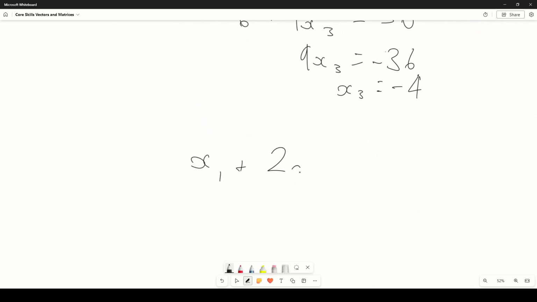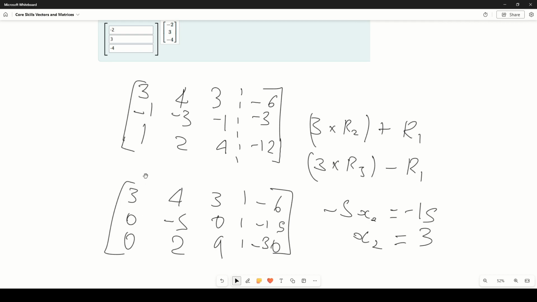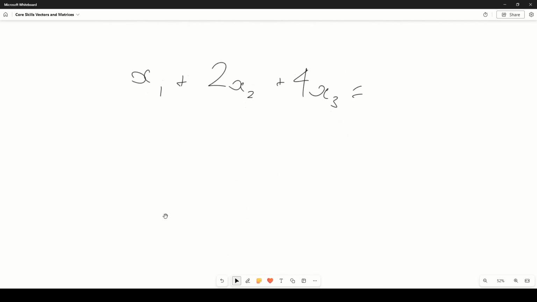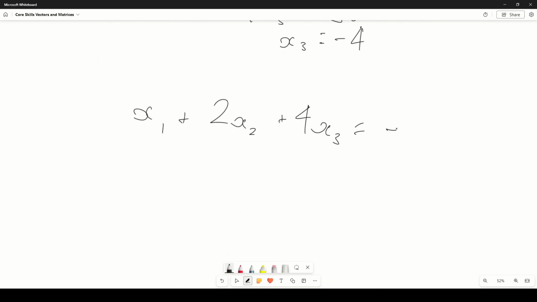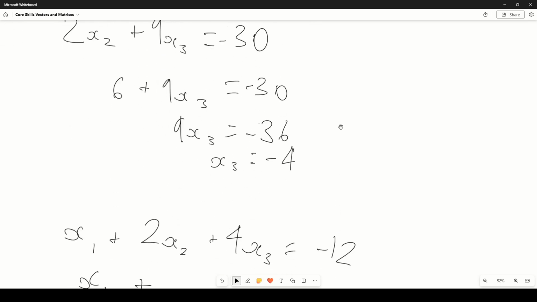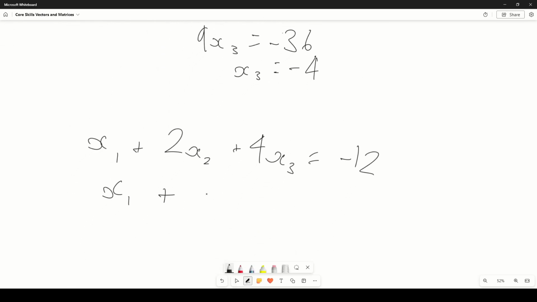x1 plus 2x2 plus 4x3 gave us minus 12. And we don't know x1 yet. We do know that x2 is 3. And we do know that x3 is minus 4.